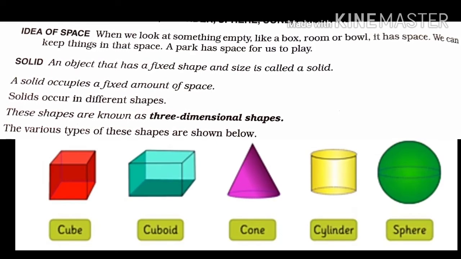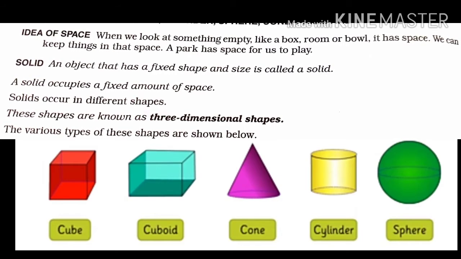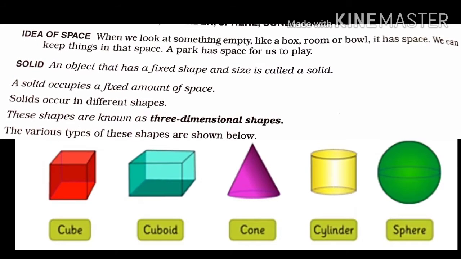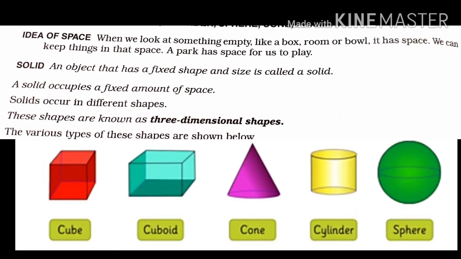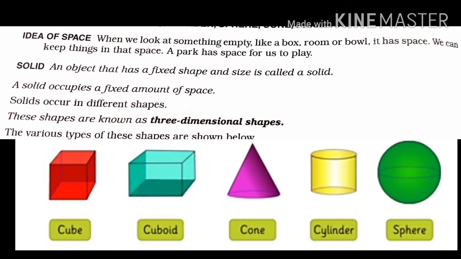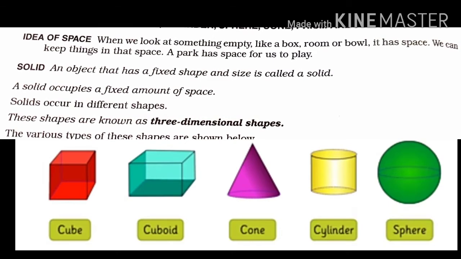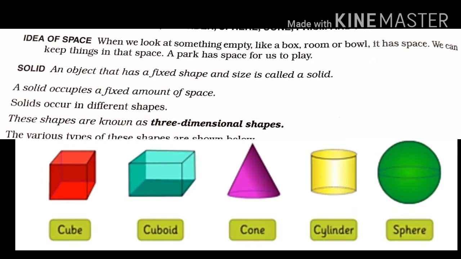So what is a solid? An object that has a fixed shape and size is called a solid. A solid occupies a fixed amount of space. Now, solids can occur in different shapes. These shapes are known as three-dimensional shapes, or we also call them 3D shapes. Some 3D shapes are cuboid, cube, cylinder, sphere.